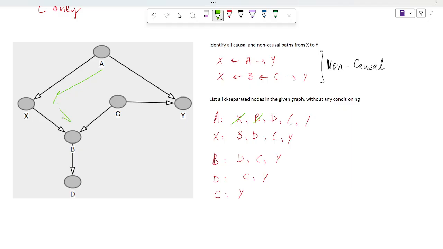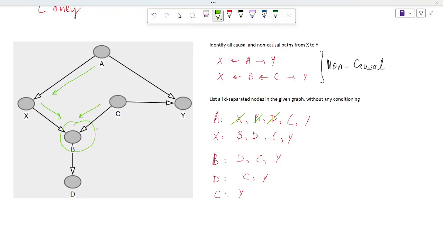Then I have A and D, and a long chain goes from A till D as well. A till X, X till B, and then B till D. So they are not d-separated either. After that I have A and C. So between A and C, a path is formed from A till X, and then through B it goes till C.